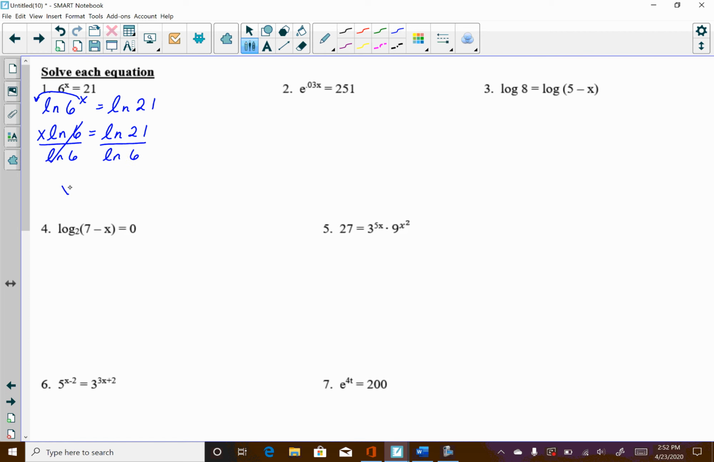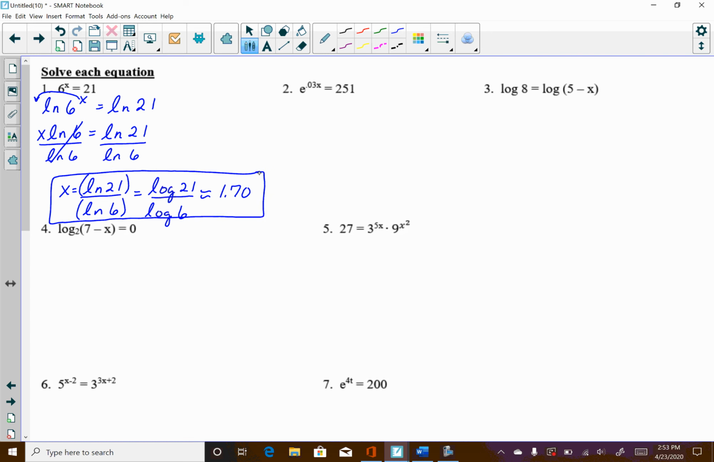Cancels out. So x equals, you would put in your calculator, the natural log of 21 divided by the natural log of 6. Again, either put it all in your calculator at one time, just be careful with your parentheses, or type in the top, hit enter, divided by, type in the bottom. This would be the same as typing in the log of 21 divided by the log of 6. These two answers would be considered your exact answers, and then approximately, either way you do it, you're going to get 1.70. Okay, so I've given you the exact form as well as the approximate form.